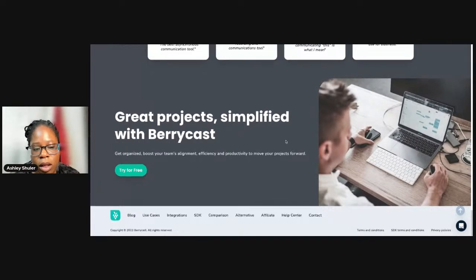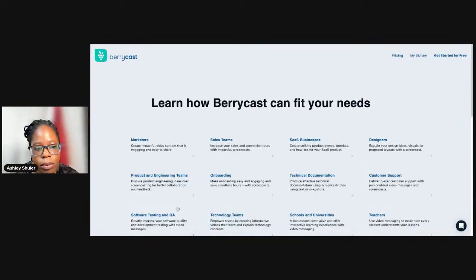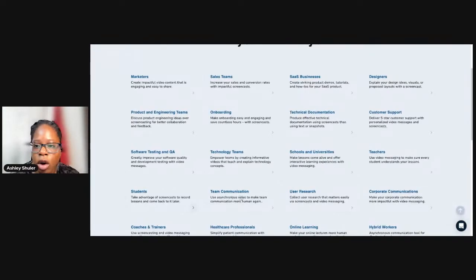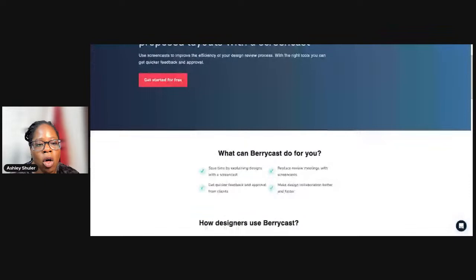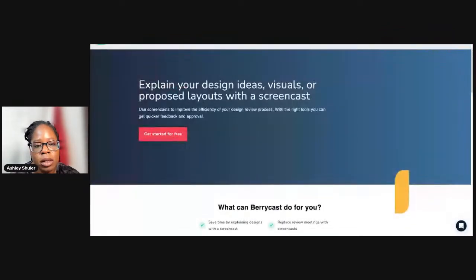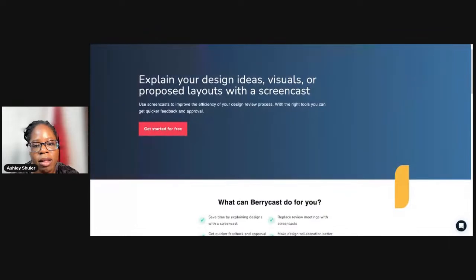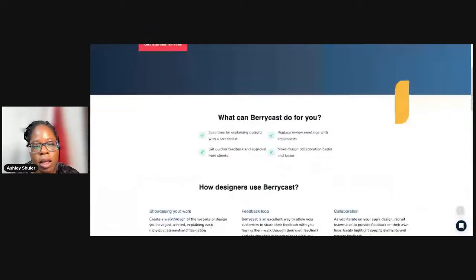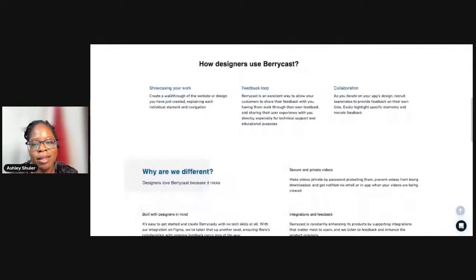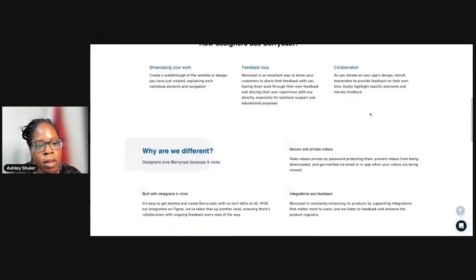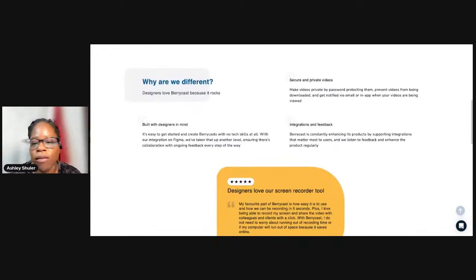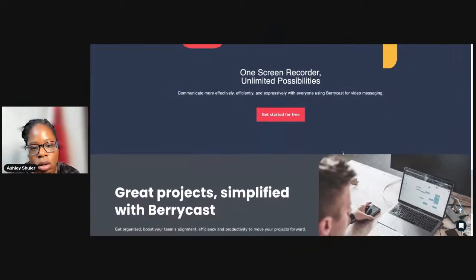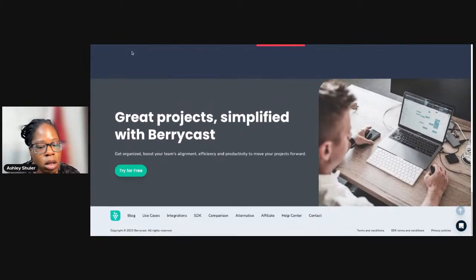Let me go with use cases. Let's see. Marketers, I am down with the cause, to explain your design ideas, visuals, and proposed layouts with a screencast. I love a good one for my designers, for my podcasters, for my content creators. This is good. So if you need to explain something, get some feedback, send the video out. Whoop, whoop. This is good.